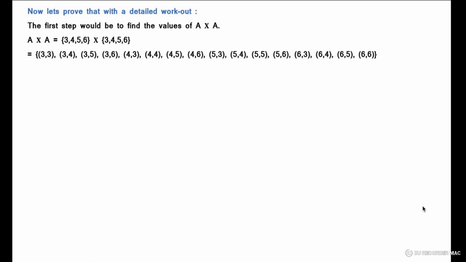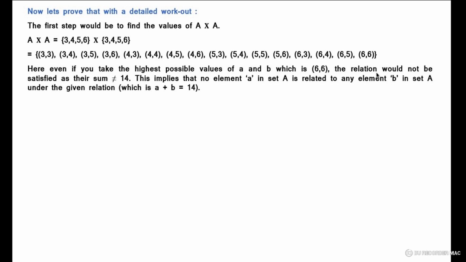A cross A will be equal to set A, that is {3, 4, 5, 6}, cross set A, {3, 4, 5, 6}. So these are all the possible pairs of A cross A: (3, 3), (3, 4), (3, 5), (3, 6), (4, 3), and it goes on like that up till (6, 6). Even if you take the highest possible values of A and B, which is (6, 6), the biggest pair, the relation would not be satisfied as their sum is not equal to 14.